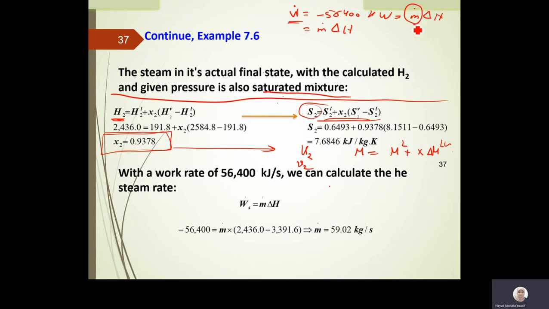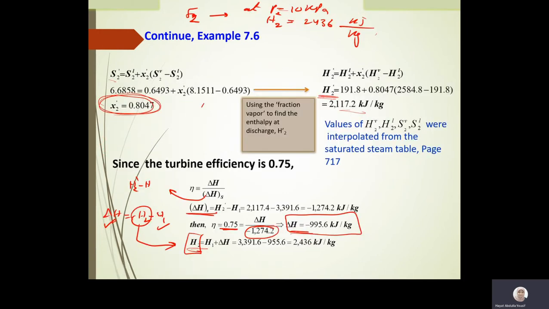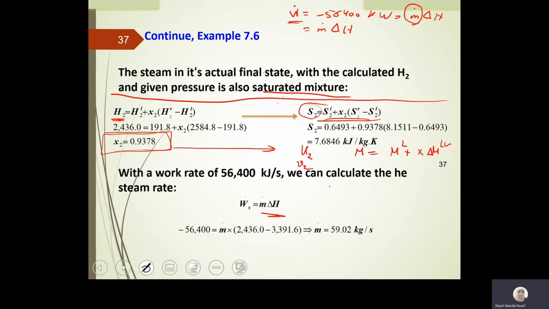And I can find this m dot based on delta H that I have already calculated here from the efficiency relationship. So it is simply direct substitution. We get the mass flow rate as around 59 kilograms per second. So this is how you solve if the efficiency was given.